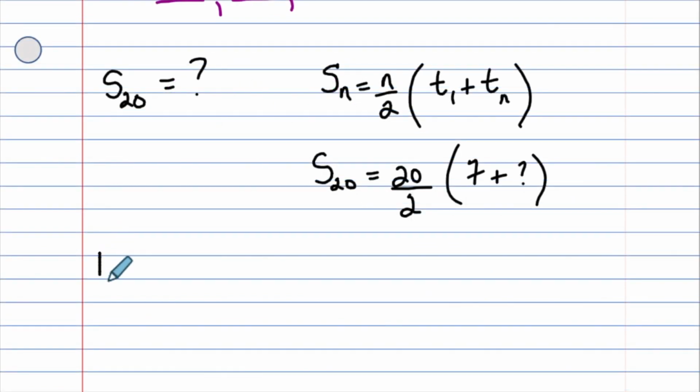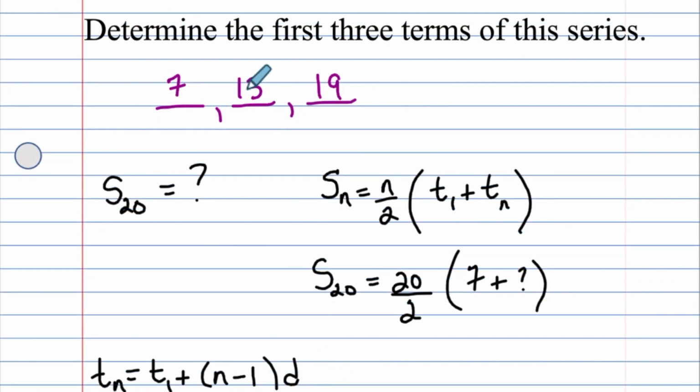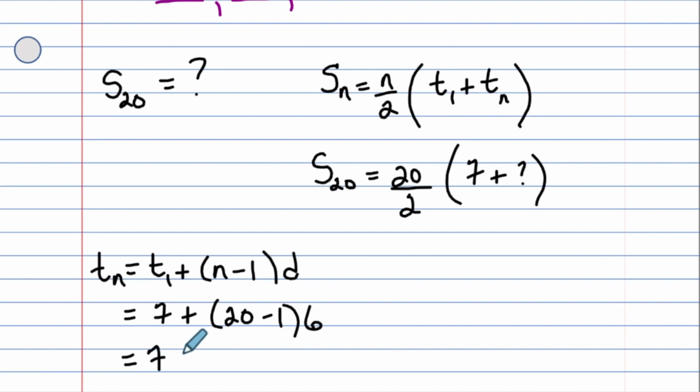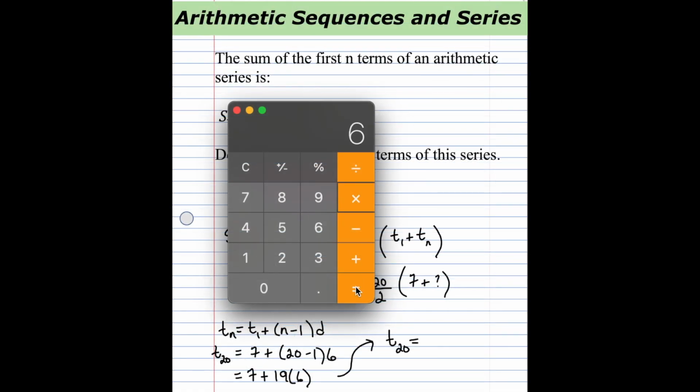We don't know. Well, t of n is t of 1 plus n minus 1 times d. We could use 7 plus 20 subtract 1, and the d value is 6 because 13 subtract 7 is 6. 19 subtract 13 is 6. And therefore we have 7 plus 19 times 6. T of 20 is, I should have put a t of 20 here, 19 times 6 plus 7, 121.